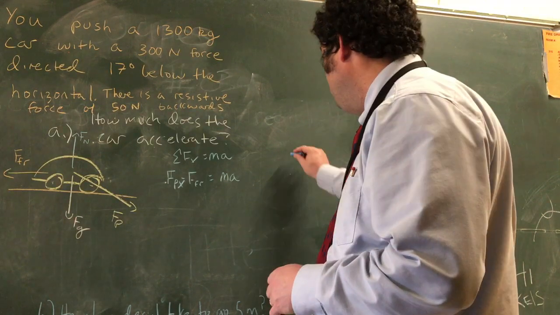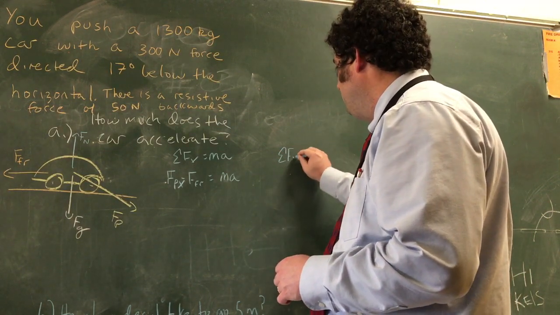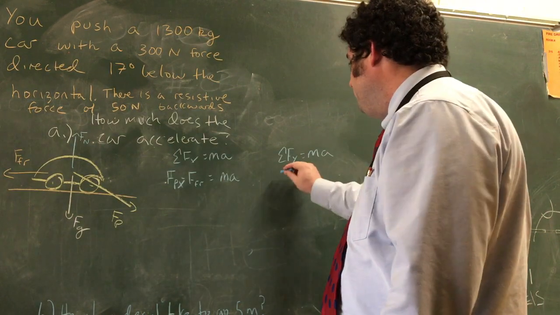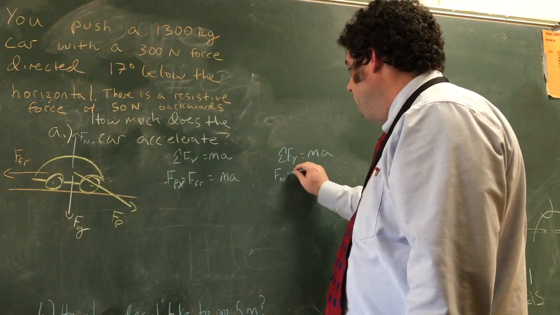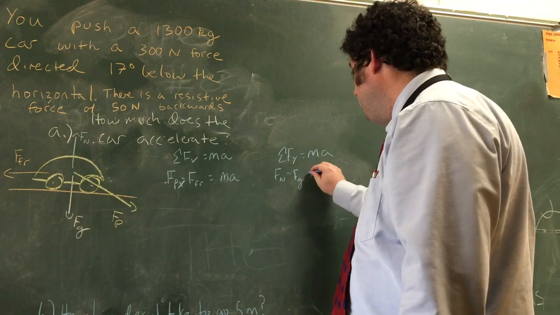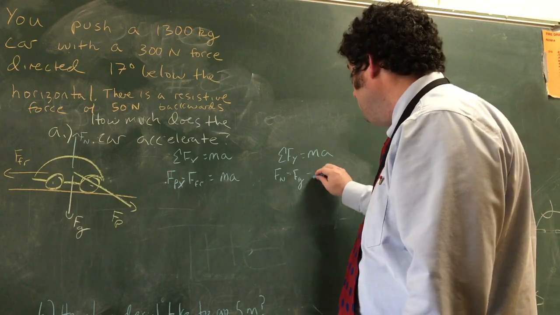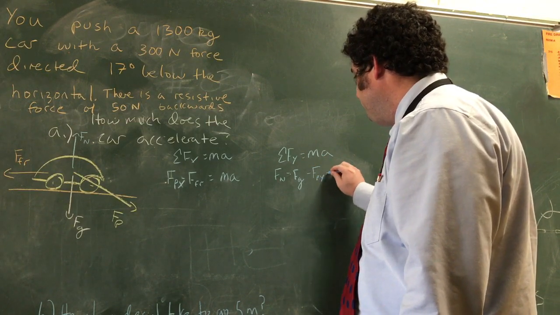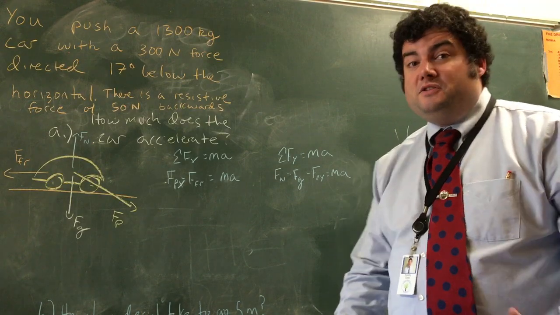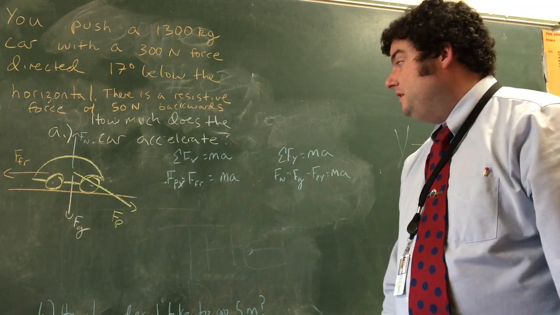We could do the same for the y. So Fn would be up, so positive, minus Fg, and then minus Fp, the part of Fp that's down. So we'll call that Fpy. Honestly, if you can do this part, you're kind of home free. That's the hard part.